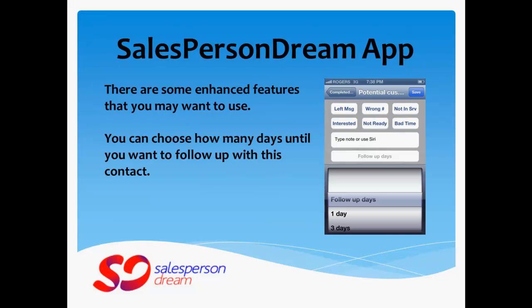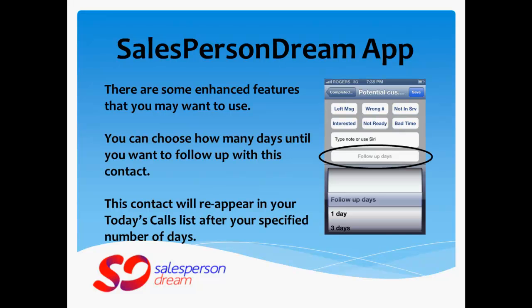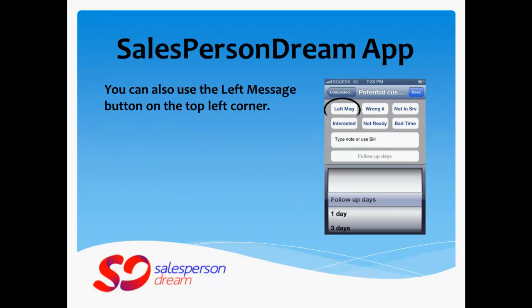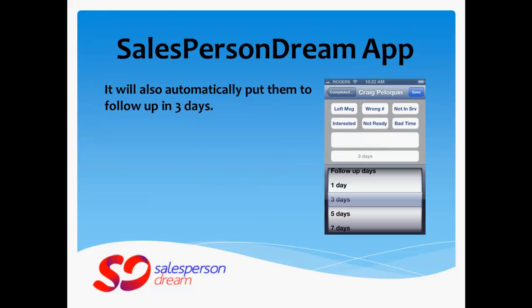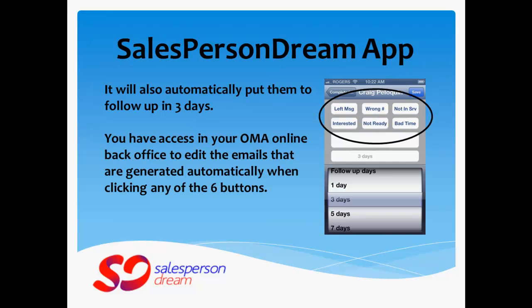You can choose how many days until you want to follow up with this contact. This contact will reappear in your today's calls list after your specified number of days. You can also use the left message button on the top left corner. If you do not get a chance to speak with your contact and let the voicemail, click this button and the system will automatically send an email indicating you left the voicemail. It will also automatically put them to a follow-up in 3 days.